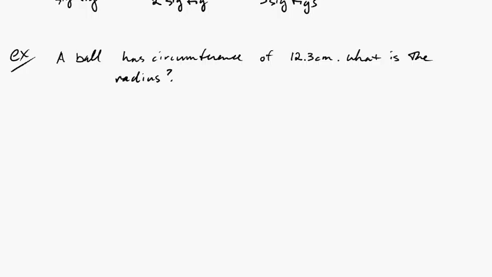So, an example of where you would use this in the math. Okay, a ball has circumference of 12.3 centimeters. What is the radius? Now, when we end the problem, we know that we started with 3 sig figs. So when we end the problem, we need to round to 3 sig figs. In the nature of this problem, we're going to get as many digits as we want, but we don't want to fool ourselves into thinking we have a more accurate answer than we really do.